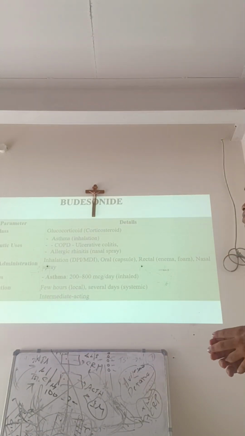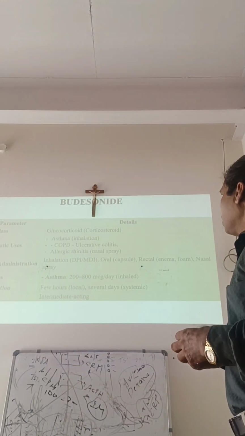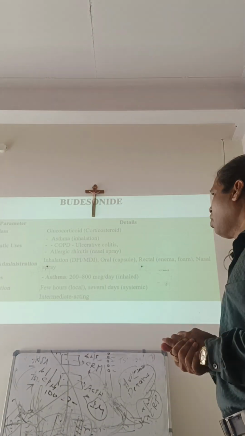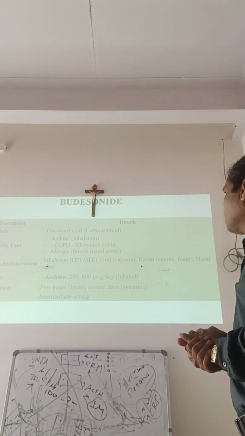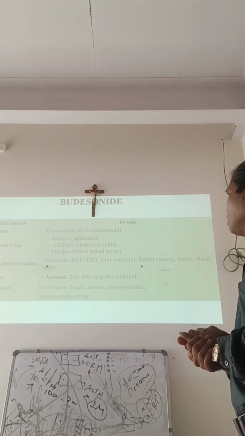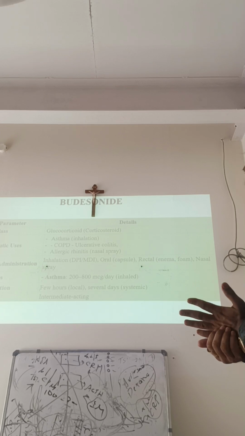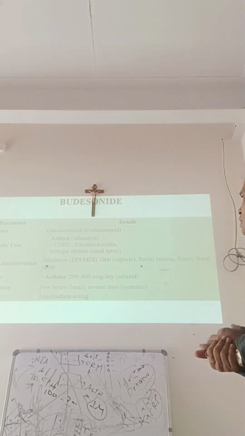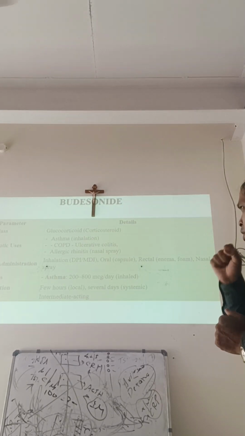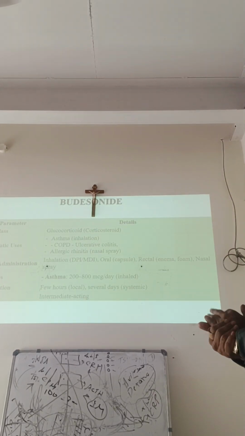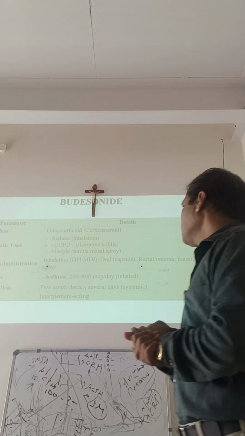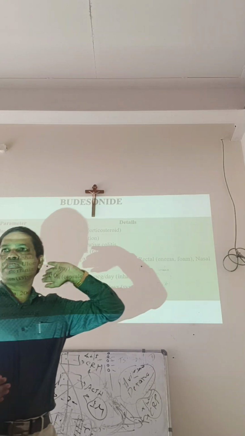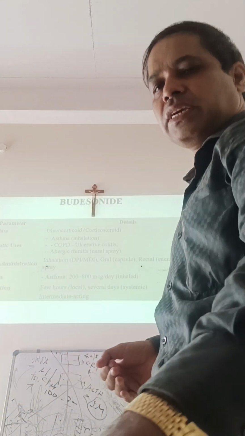The last drug under the corticosteroids is budesonide, a glucocorticoid, and it is available as an inhaler or inhalation route. It is also available as oral, rectal and nasal spray. The prime use is in asthma. Onset takes time, and it will act for 7 days. It's intermittent acting, and here we have DPI and MDI. You know what DPI and MDI are?